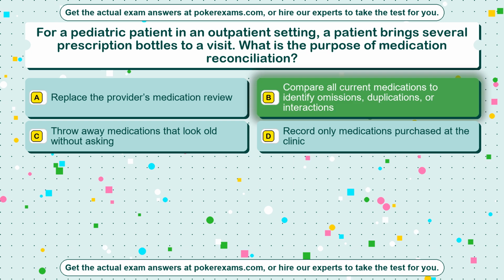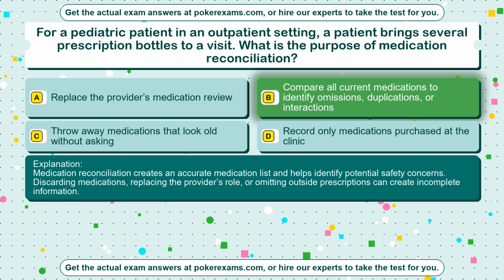The correct answer is option B, compare all current medications to identify omissions, duplications, or interactions. Medication reconciliation creates an accurate medication list and helps identify potential safety concerns. Discarding medications, replacing the provider's role, or omitting outside prescriptions can create incomplete information.